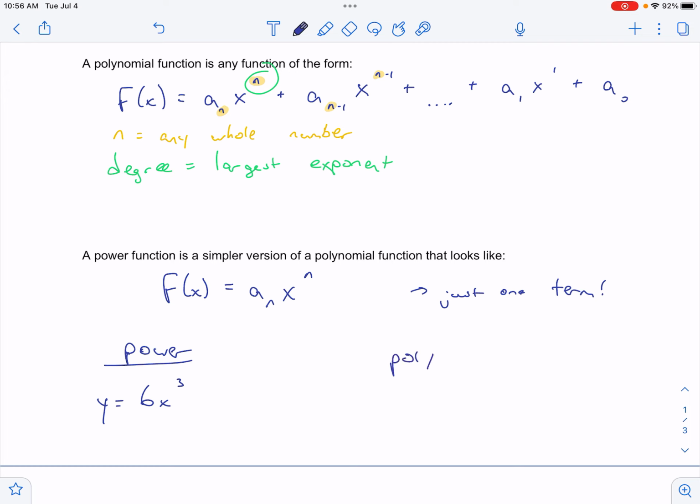Versus a polynomial function would be like y is 6x cubed, but then take away 7x squared, and then maybe plus 1 over 2x, take away 10. Lots more terms. A power function just has one.